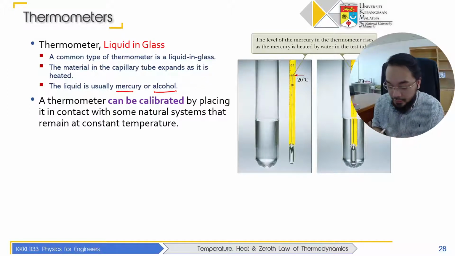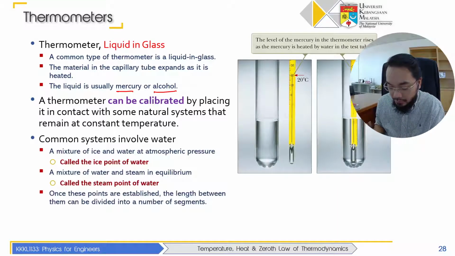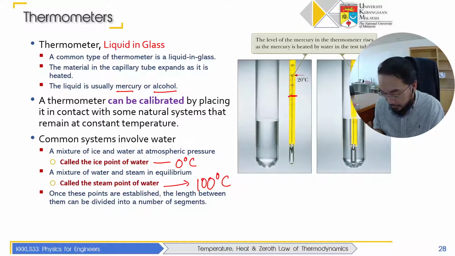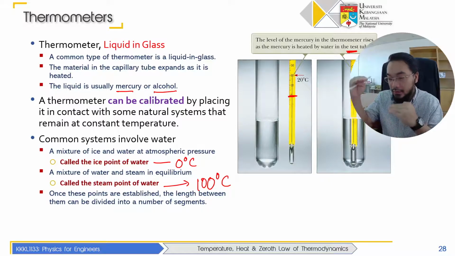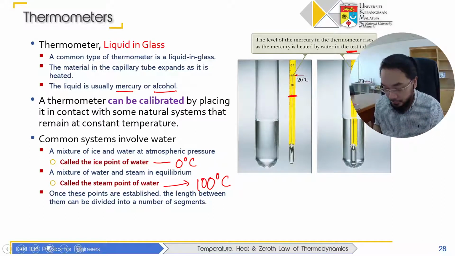Normally a thermometer is calibrated by placing it in contact with some natural system that remains at constant temperature. Common systems involve water. For example, we can look at the ice point of water, which we know is 0 degrees, and the steam point of water, which we know is around 100 degrees. Once we know where these points are, here is 0 and somewhere up here is 100, we can work out the scale and divide the difference between 0 and 100 into 100 divisions. Then we have our thermometer. That's how we do it.